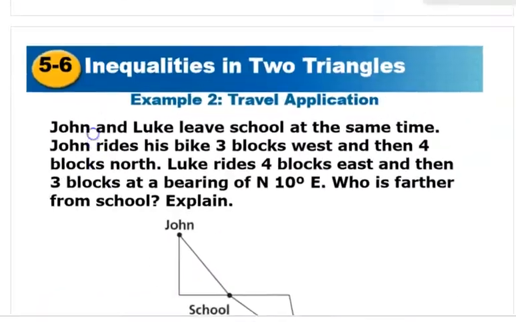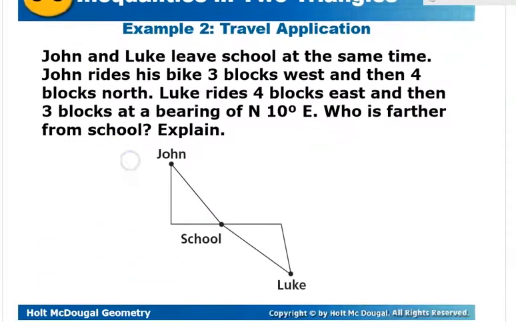Okay, so let's look at this one. You get a little bit of a word problem, but it's not actually that big of a word problem. So John and Luke leave school at the same time. John rides his bike 3 blocks west. So we're going west 3 blocks, okay. And then 4 blocks north. Cool. Okay. Luke rides his bike 4 blocks east and then 3 blocks at north 10 degrees east.